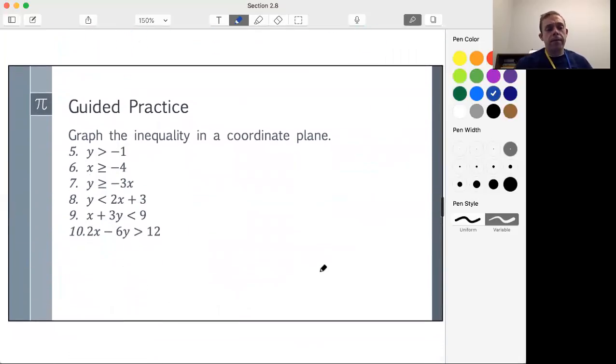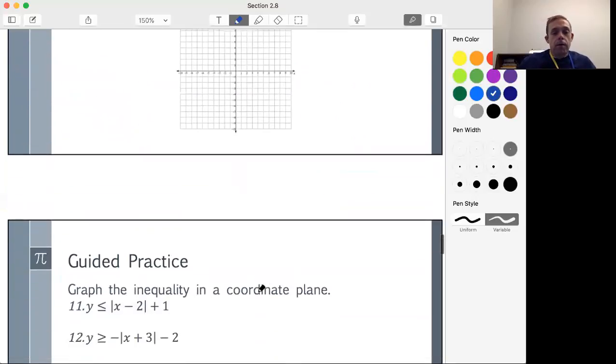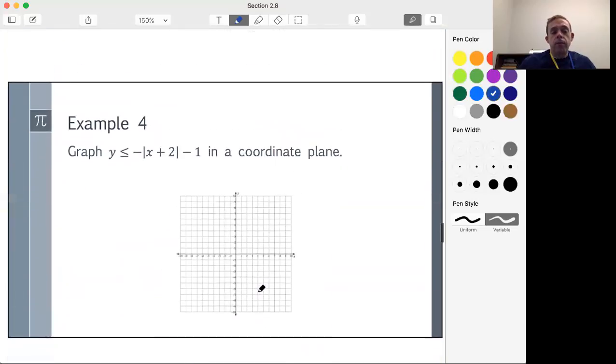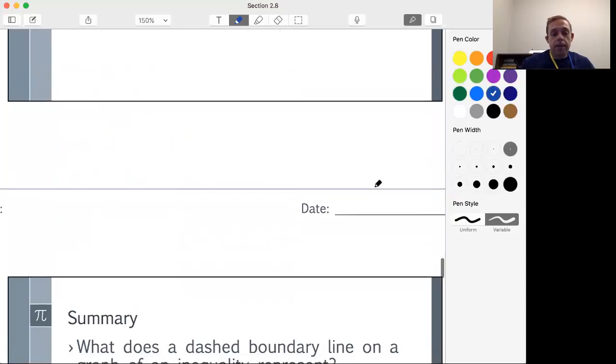All right, so for guided practices 5 through 10, go ahead and try each one of those. And then I will show you the answers in Edpuzzle when you do that. Okay. Now, for example 4, and in the guided practices 11, 12, and 13, we really can't do this yet. So you're going to hold off on this, and this is going to be after we do section 2.7. Okay, so next week we will come back to example 4 and then these guided practices.